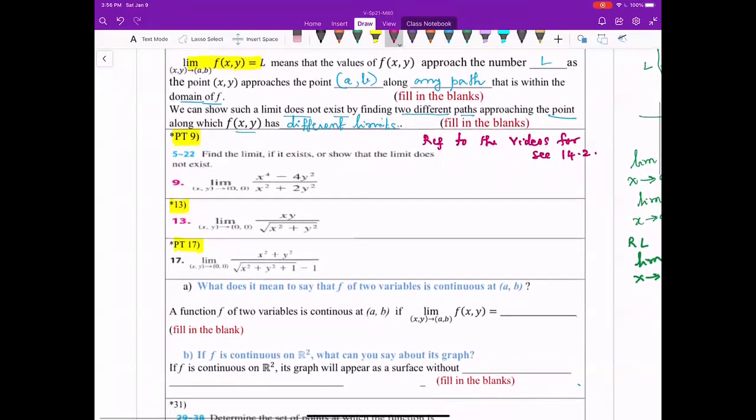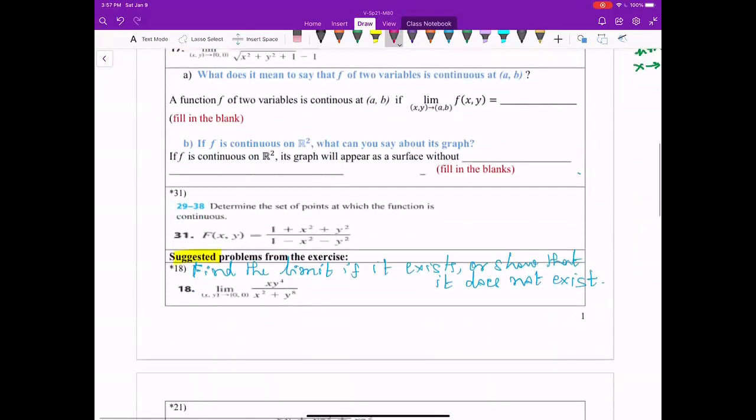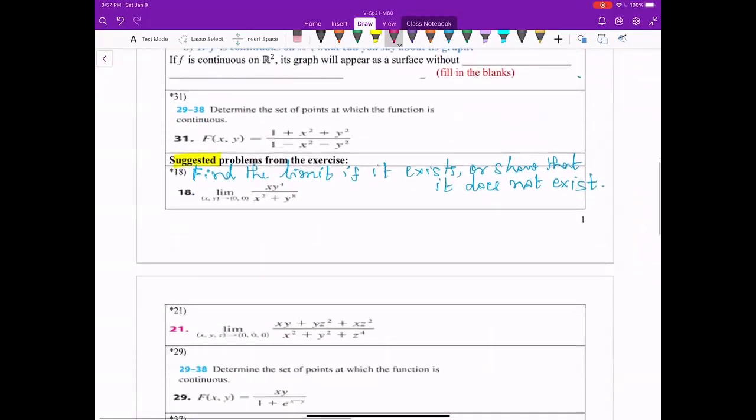In fact, I'll show you one problem where we'll try to find the limit, and if it doesn't exist, we will find two different paths over which the limit has two different values. Let's try problem number 18. Find the limit if it exists or show that the limit does not exist.